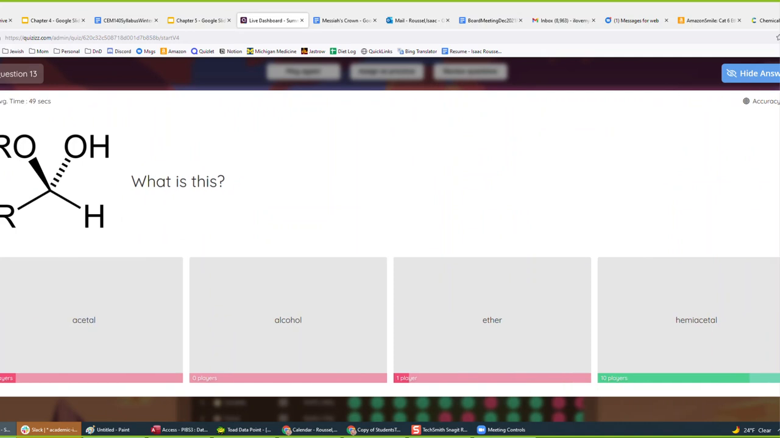And this one here, what is this? It is a hemiacetal because we've got this R-O-R-O-H. This makes a hemiacetal. If it was an acetal, this would be an R as well. And an ether is R-O-R. There's no O, no OH in it.